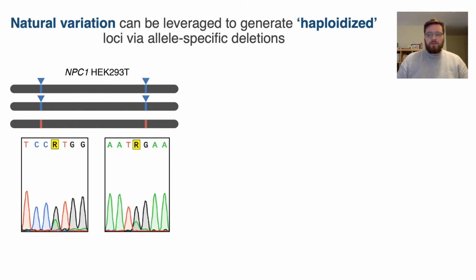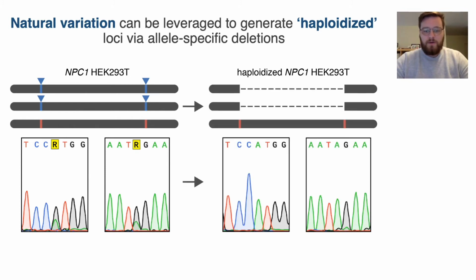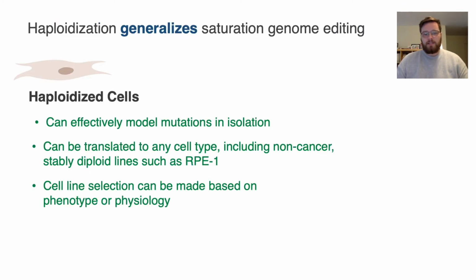And so after we do this, this is what you find now. The sequencing traces here appear to be homozygous for that more minor A nucleotide in each case, indicating that those other two alleles have been removed. And so what I would argue is that this haploidization strategy generalizes saturation genome editing. So these haploidized cells are great in that you can effectively model mutations in isolation, and they can be translated to any given cell type, including non-cancer stably diploid cells such as RPE1.